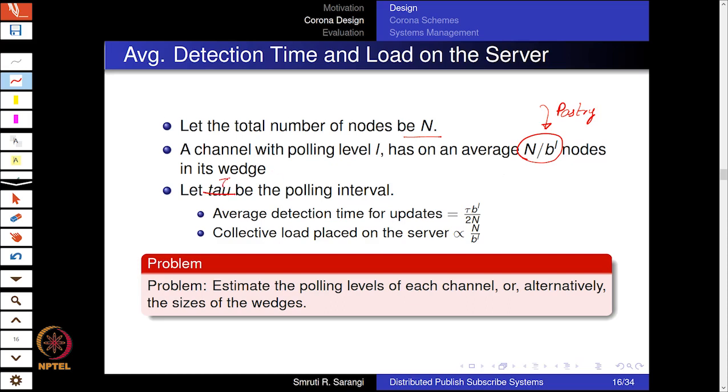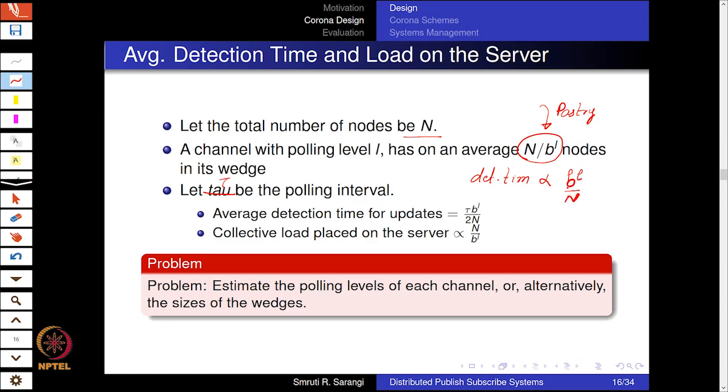Sorry, this should be tau. So let tau be the polling interval. So the average detection time for updates, let's call it det time. The det time is clearly inversely proportional to the number of nodes in a wedge. Higher the number of nodes in the wedge, assuming that they are polling at random intervals, which is the case, the detection time will be inversely proportional to it. So we can say it is b raised to the power L divided by n.